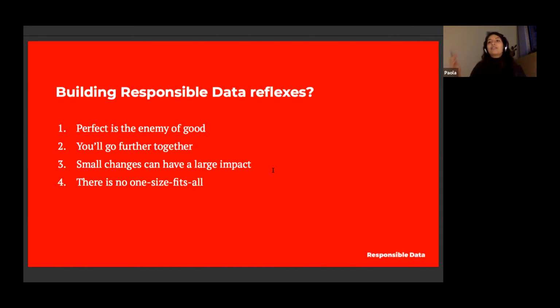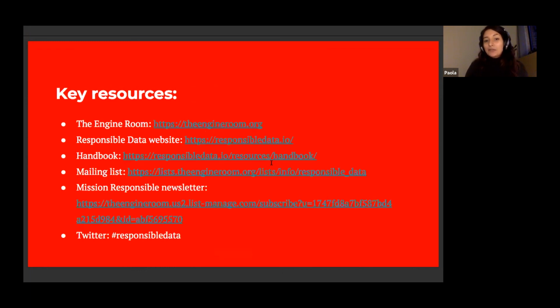Again, you can have the perfect policy, the perfect tools, but if no one knows how to use it or how to operationalize it, then it's not a fit for you. So take into account the realities of your work before adopting solutions.